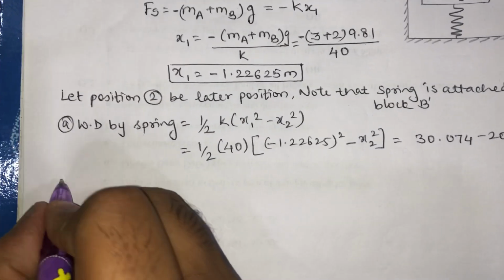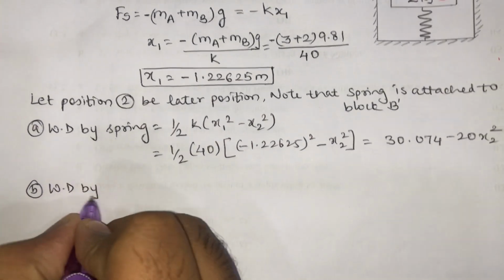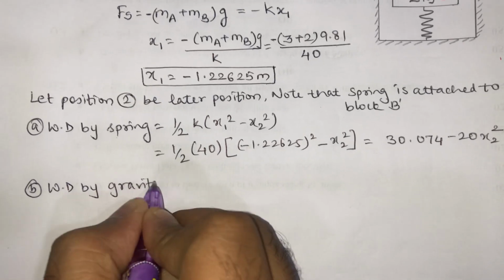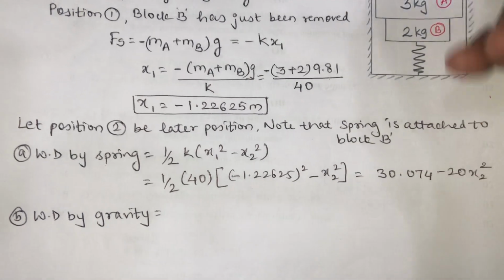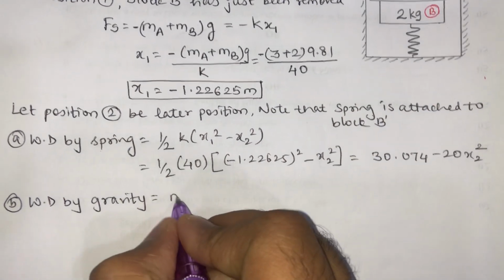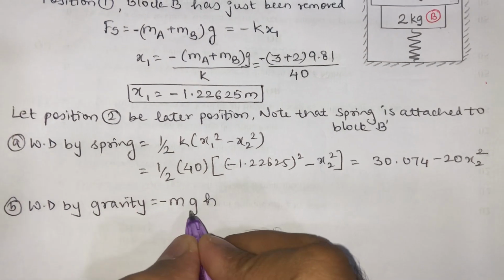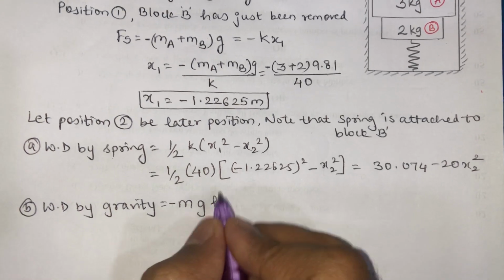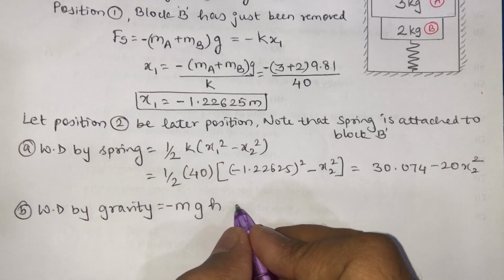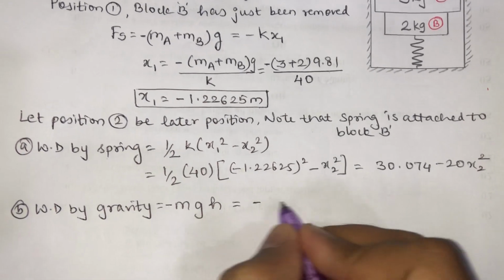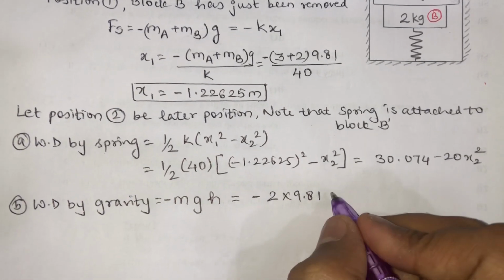Similarly, the next one is the work done by gravity. If I'm taking the work done by gravity, the body is moving from position 1 to position 2. It will move from bottom to top. In that case, your mgh will be minus. Why? Because g will be down, h is considered to be positive, as we have done already in the formulation, which equals minus m, which is 2, times 9.81, times h.